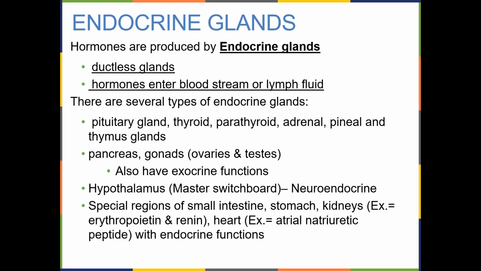Now there are other areas in our bodies that have endocrine functions. The kidneys produce erythropoietin. Erythropoietin stimulates red cell production in the muscles.